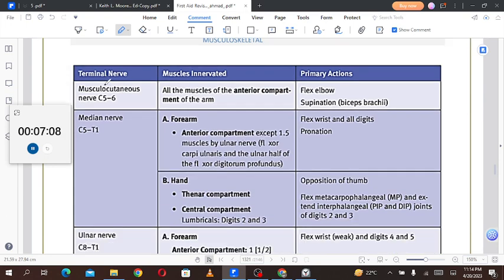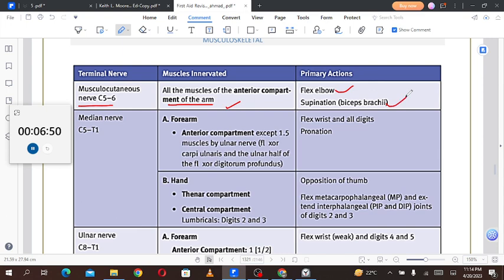The terminal branches, the terminal nerves: the musculocutaneous nerve, coming from the C5 to C6 root value. All the muscles of the anterior compartment of the arm are supplied by it. Remember, arm, not forearm, just the arm. And the primary action is to flex the elbow and supinate, that is the biceps brachii muscle.